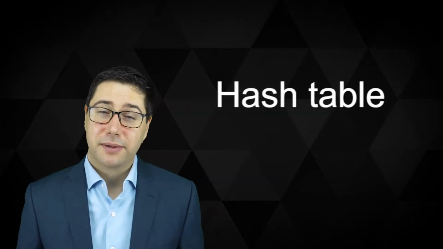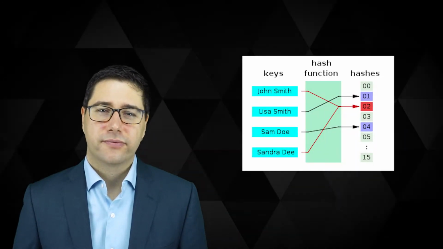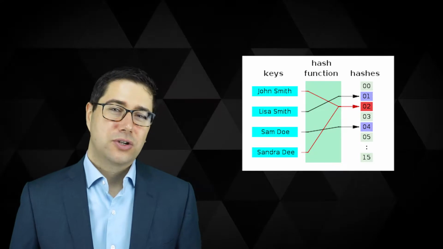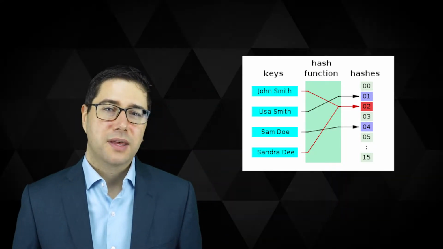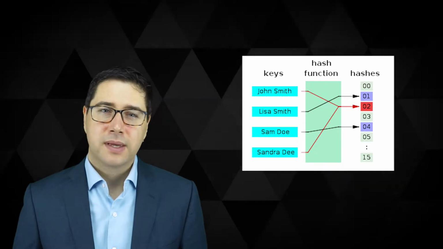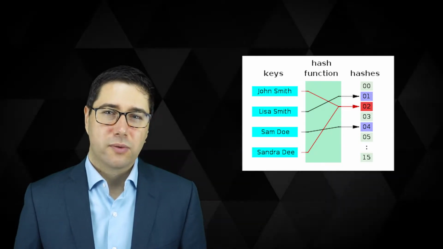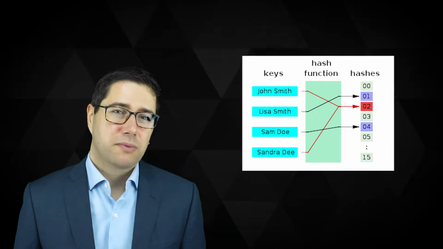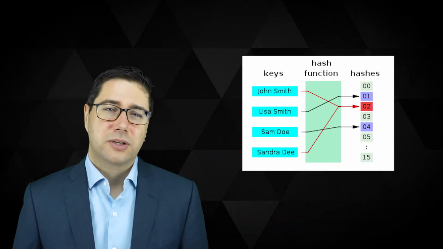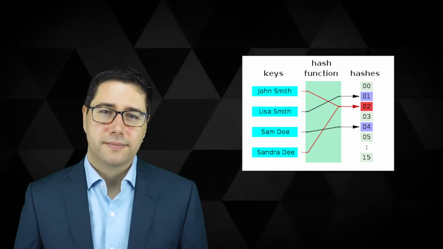The easiest way to do hashing is by having a hash table. So we could, for example, hash names to integer values. John Smith could be mapped to 02. Lisa Smith could be mapped to 01. Sam Doe could be mapped to 04. And Sandra D could be mapped to 02 as well. And that would represent a collision because John Smith is already mapped to 02.